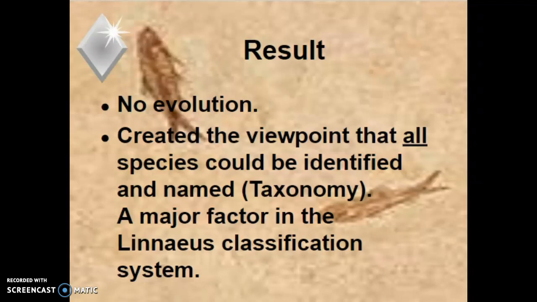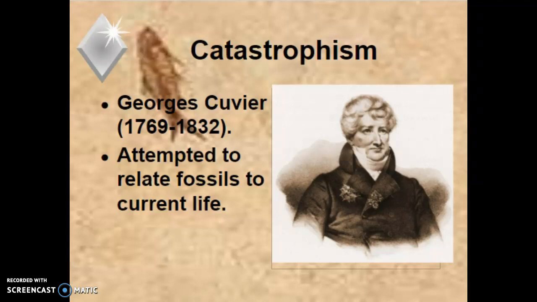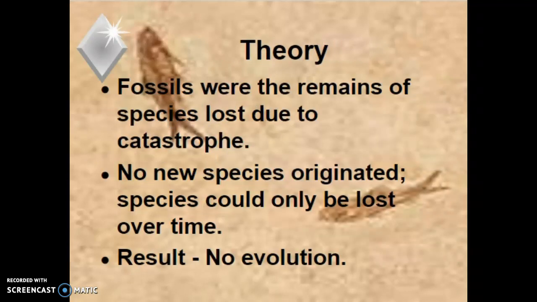So then we move on to catastrophism, which I often mispronounce, and that was looking at the fossil record and trying to relate it to current life. Cuvier saw that there were some things that were in the fossil record that don't exist anymore. And so Cuvier said, okay, well, maybe things can go away.